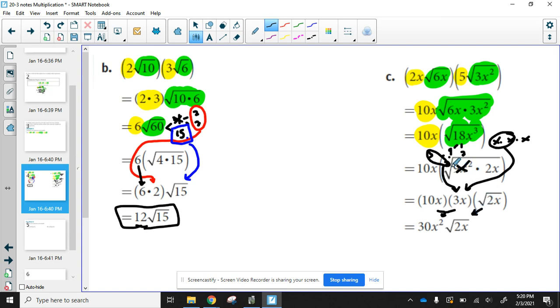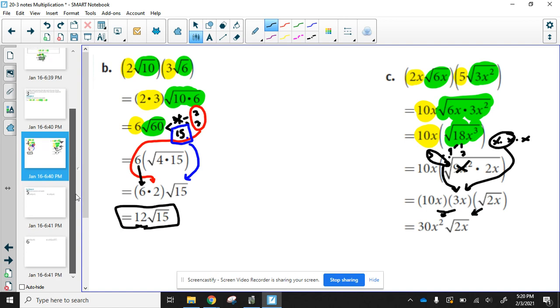I'm pretty sure on your guys' quiz you won't be seeing anything like that. That's a little bit more complex, but it's just putting everything together that we've learned so far.